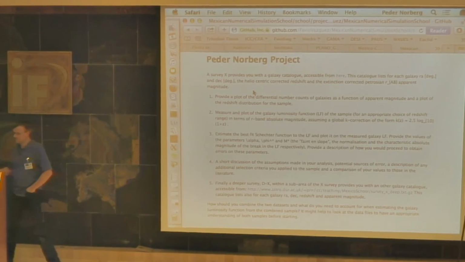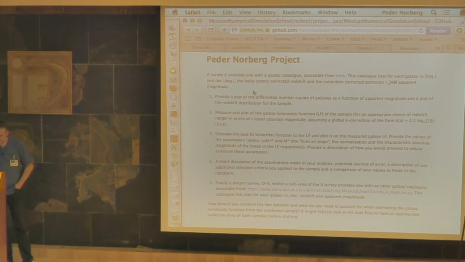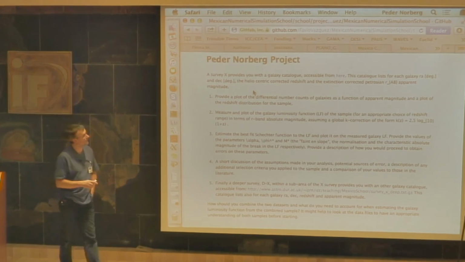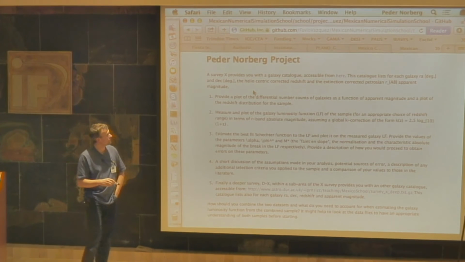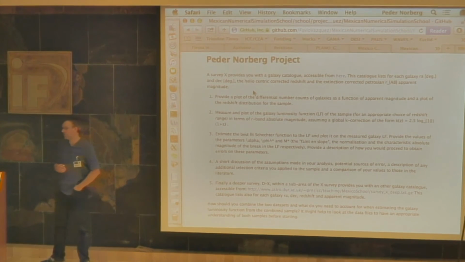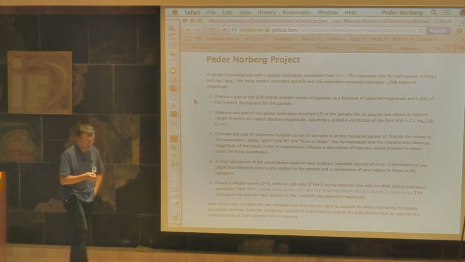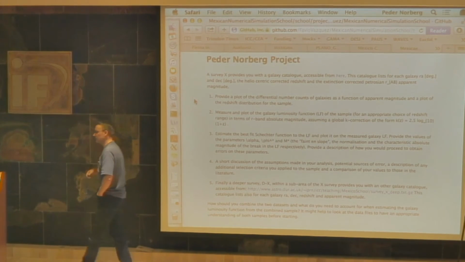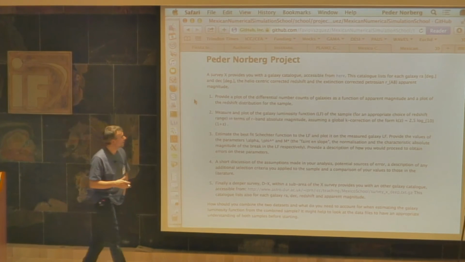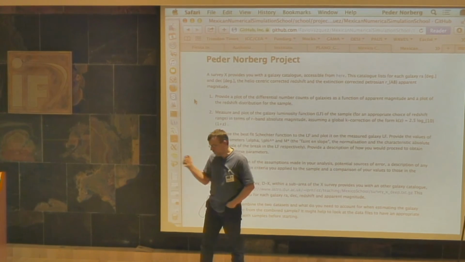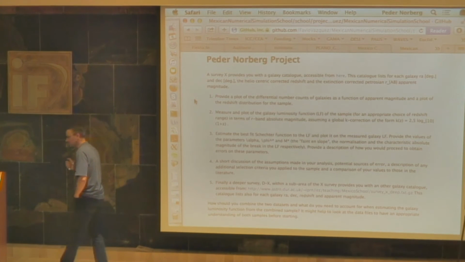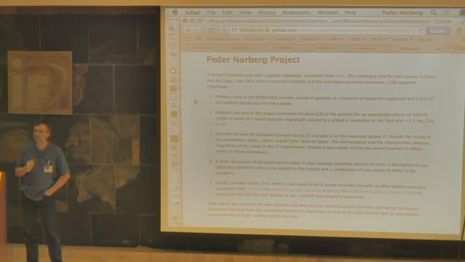There's the project. Okay, so the project is basically as follows. You have a survey which provides you a galaxy catalog, and the catalog lists certain properties. One of the things I've asked is to plot the differential number counts of galaxies as a function of apparent magnitude, and a plot of the redshift distribution of the sample. That shouldn't be very complicated. It's just plotting x versus y. But why am I asking you to plot that?